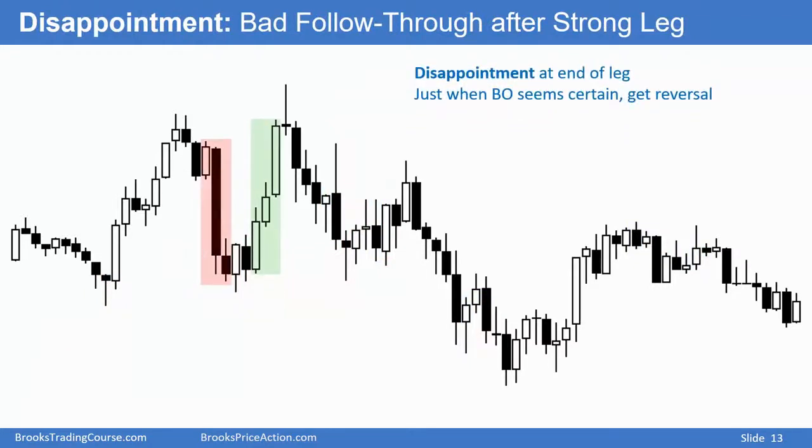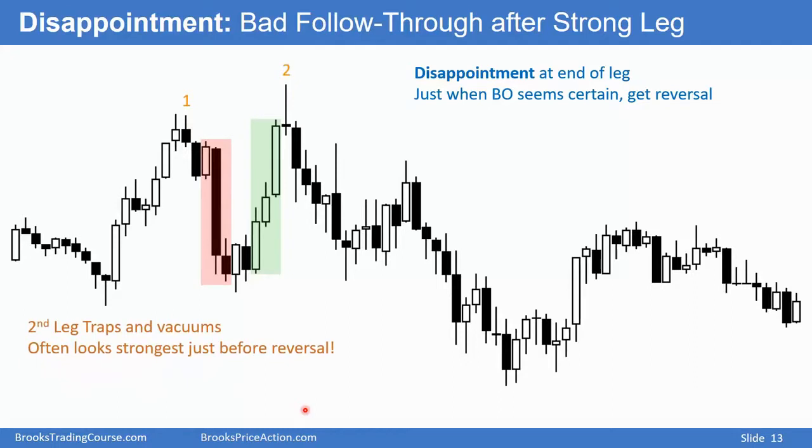Disappointment. Just when you think the market looks like it's about to break out, you get a reversal. Strong bear breakout, it reverses up. Even stronger bull breakout to a new high, it reverses down. Bad follow through, constant disappointment. If you see that, you know that you're in a trading range.